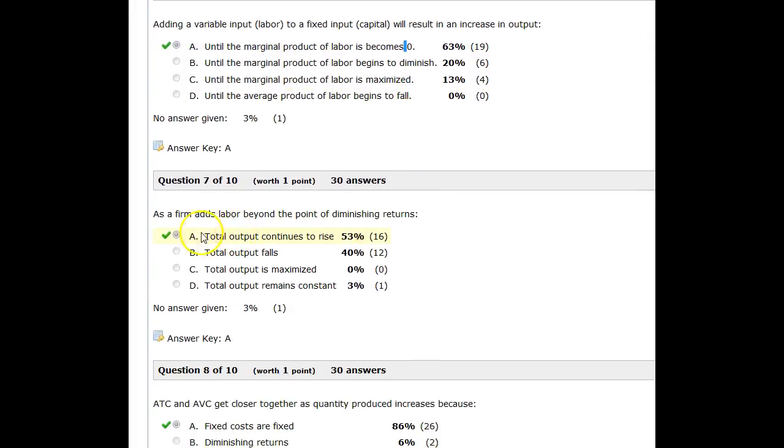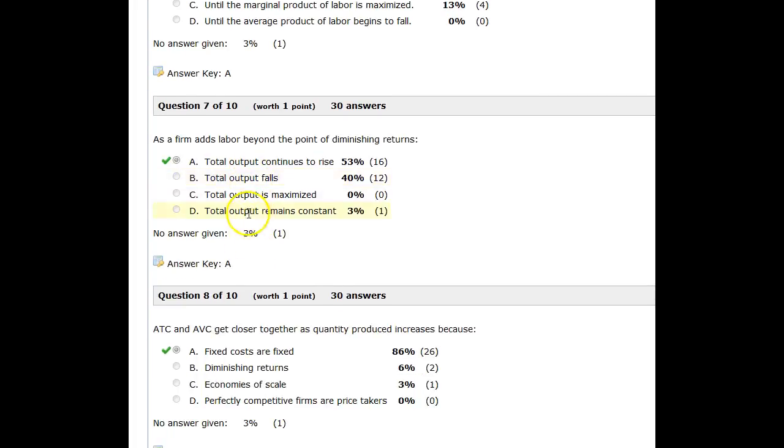All right, same concept. As you add workers beyond the point of diminishing returns, output continues to rise. It just rises at a slower rate. So look carefully at the graph here to figure out why B is not correct.